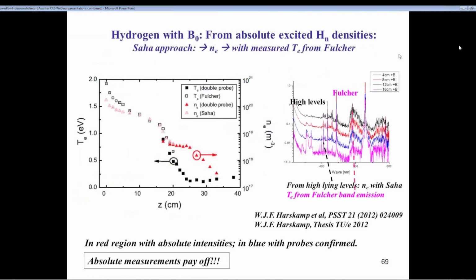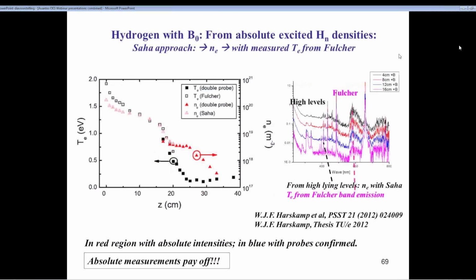Now the results of the magnetized plasma of low downstream pressure can be summarized as follows. Here the left part, in red, is the electron density, and in black is the electron temperature. The electron temperature is on the left ordinate, and the electron density on the right ordinate. And you can see that this matches quite well with the classical probe measurements in the blue part. The probe measurement could not be performed in the red part because the probe becomes too hot. And you can see that indeed, when one measures absolutely, we can replace Thomson scattering and probe measurements by classical absolute emission spectroscopy.